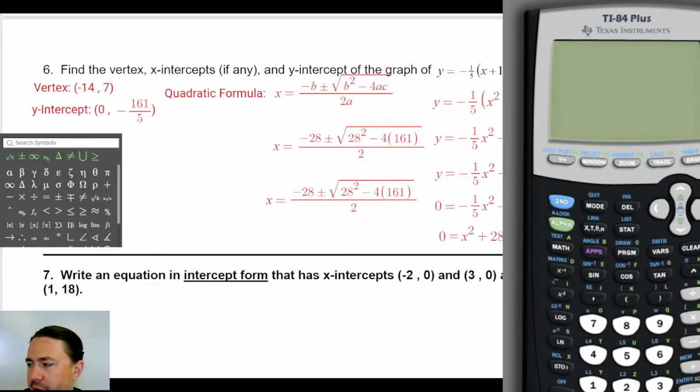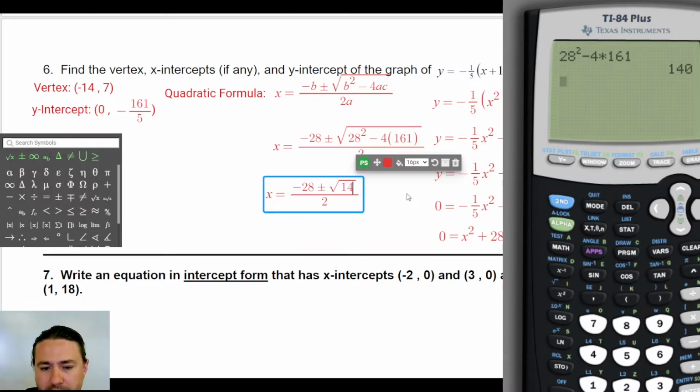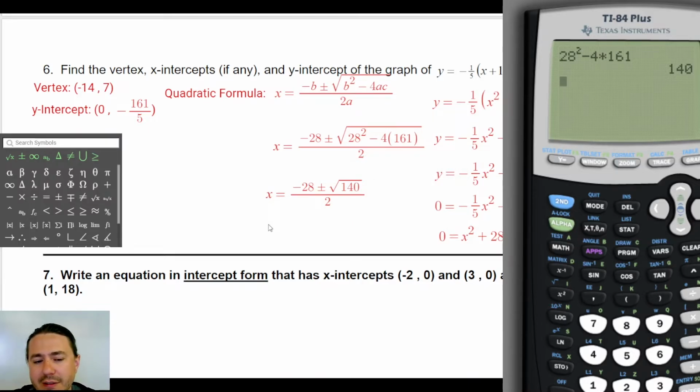So what I'm going to type in here is 28 squared minus 4 times 161. Should get a positive number here if there are any real solutions. So we get 140. Okay, now that is not a perfect square, so I'm just going to leave it there. Those are my x-intercepts.